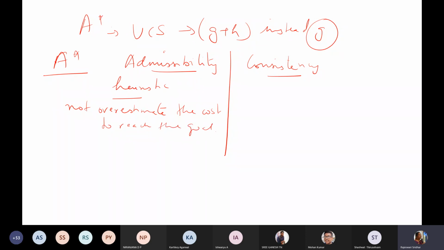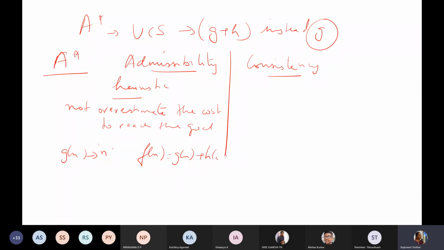Okay. So for example here, G of n is the actual cost to reach a particular node from the current path, and f of n is actually G of n plus h of n.